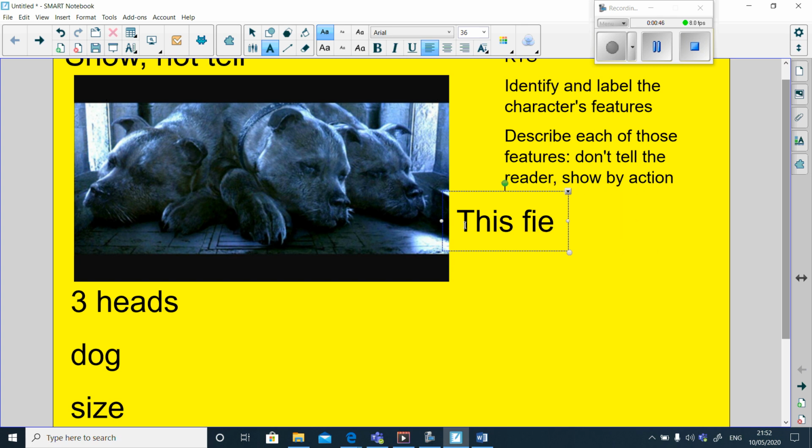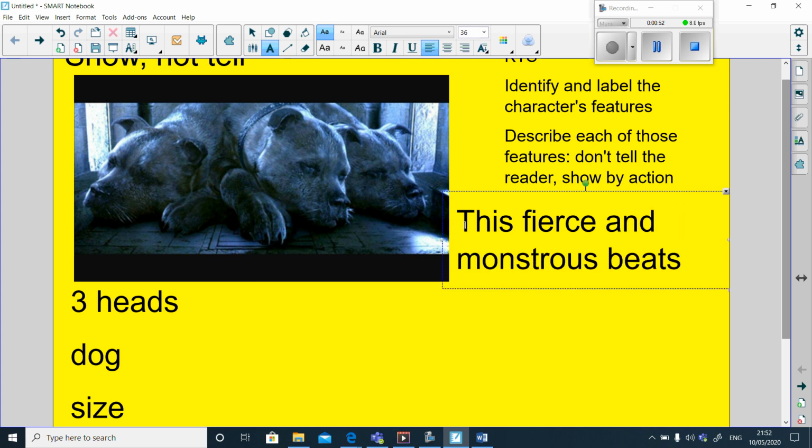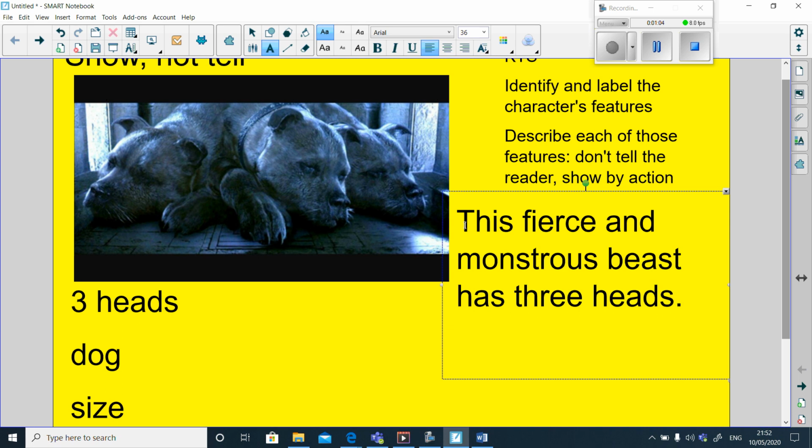it helps if I spell it right there, let's go with fierce. This fierce and monstrous beast has 3 heads. Now, fierce and monstrous is fabulous, and I've described the fact it's got 3 heads, but I'm telling the reader. There's no other way the reader can interpret or infer from this sentence, because you're telling the reader exactly what it is. So I'm going to change it up a bit.